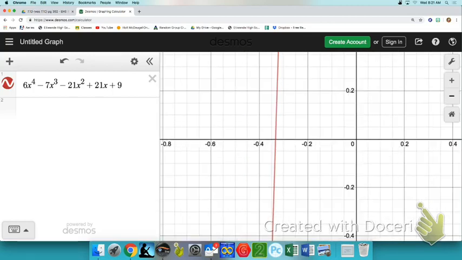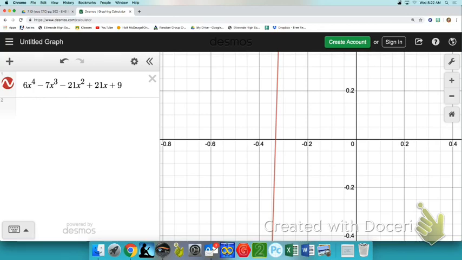What number on here is less than 1/2? 1/3 and 1/6? Do we think it looks like maybe 1/3 or 1/6? Which number is bigger, 1/3 or 1/6? 1/3 is bigger. It's closer to 1/2, right? Do we want to try 1/3 or do we want to try 1/6? Let's try 1/3 and see what we get.